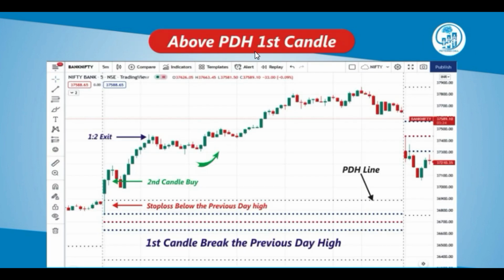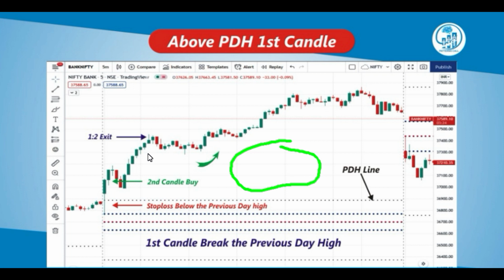We will see the example, then you will understand clearly. First one is above PDH for the first candle. See, this is the PDH line, CPR, PDL. First floor, second floor, third floor, terrace area. This is the terrace area, right? Because bullish buyers control this area. Below the PDL is the sellers' controlled area. The first candle here broke the previous day high. So what do you think? Second candle you can buy here. Your stop loss is below the previous day high. Your target is 1:2.